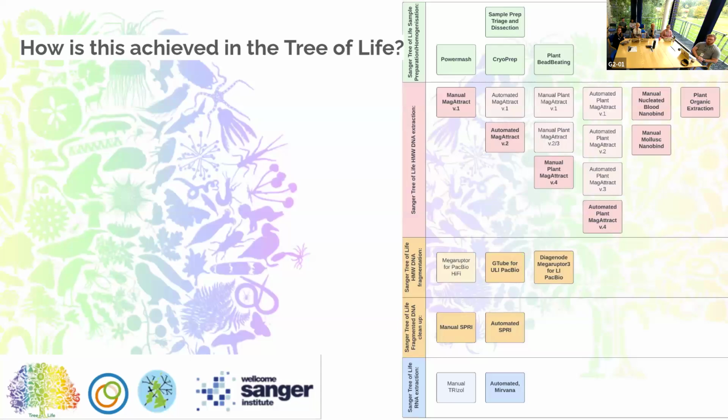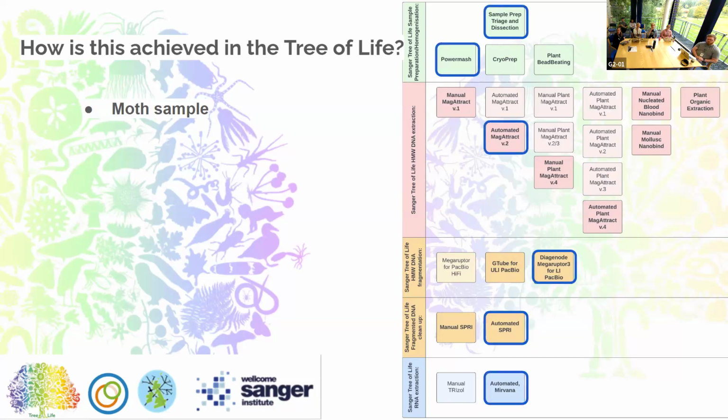And then here are our protocols. At this point, there's lots of information, and to understand how a different sample might take a different pipeline, I've just mocked up a few different examples here. So, for example, a moth, one of those Lepidoptera coming into our system, we'd go through the sample prep triage process, go into power mashing, automated extraction, and then through these various different fragmentation and cleanup processes.